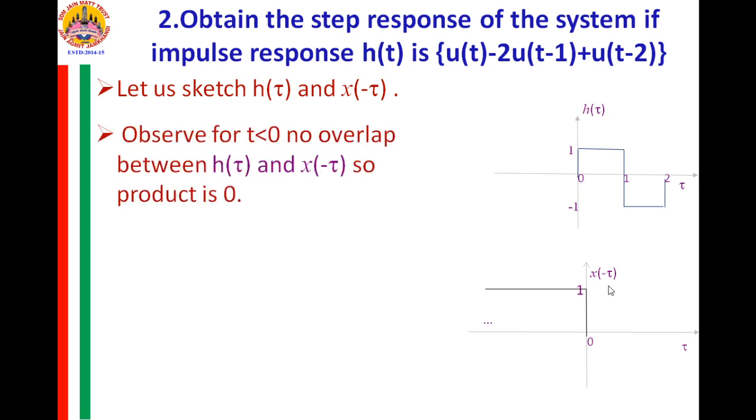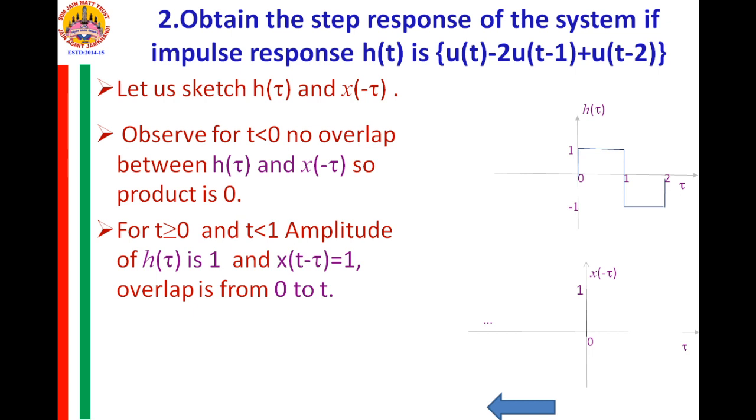So this is h of tau, and this is x of minus tau. Now overlapping, if you observe, for t less than 0 these two do not overlap, and therefore the product will be equal to 0. And for t greater than 0, we need to shift this to this side up till t is equal to 1. What is the observation? This is the x of t minus tau. We go on shifting, and you will observe that the overlapping is from 0 to t. This is up to t equal to 1. So that is from 0 to 1.